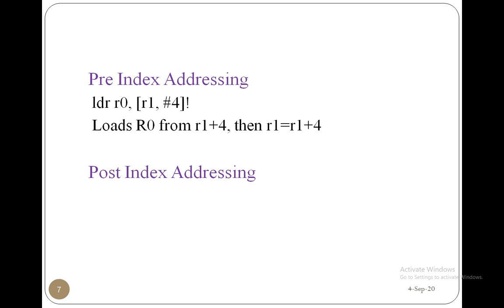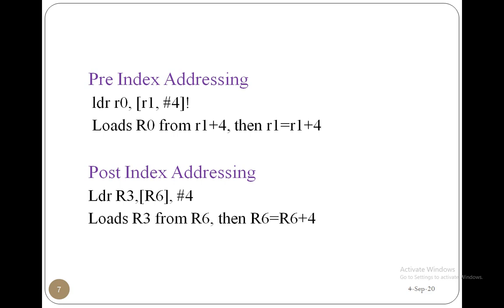Now coming to the post-index addressing, LDR R3 comma R6 comma hash 4. That is, first of all, the data present in the R6 register address is going to be stored into R3. After that, R6 is going to be incremented by 4. That is, it loads the R3 register from the R6 address content, and then R6 is going to be incremented by 4. So these are different ways of indexing in LDR statement usage. We will see them in detail in the next videos.